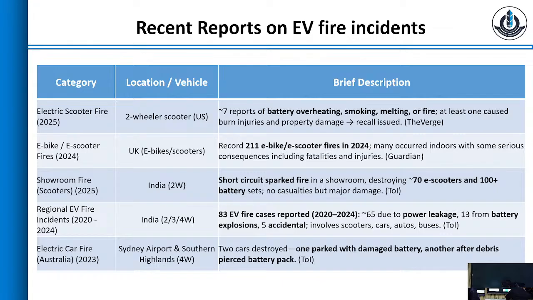Now, if you look at the recent reports on EV fires, these are very recent, published between 2023 and 2025. For two-wheeler EVs, some reports of battery fires have been given because of battery overheating. Smoking, melting, or fire incidents have been reported, in 2025. And in the UK, there was a record of over 200 e-bike and e-scooter fires. Many occurred indoors with some serious consequences.